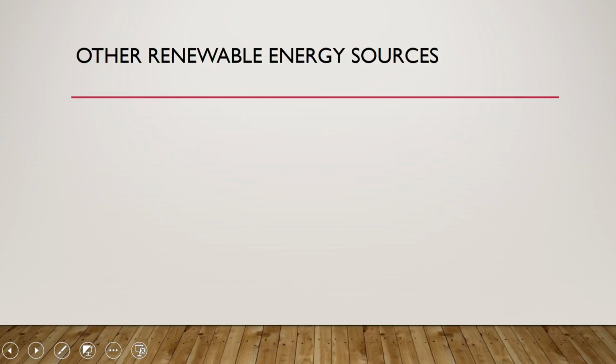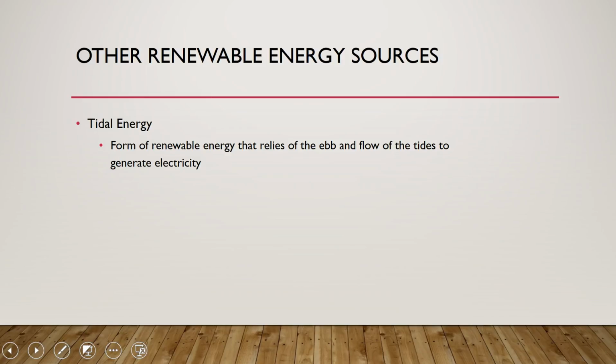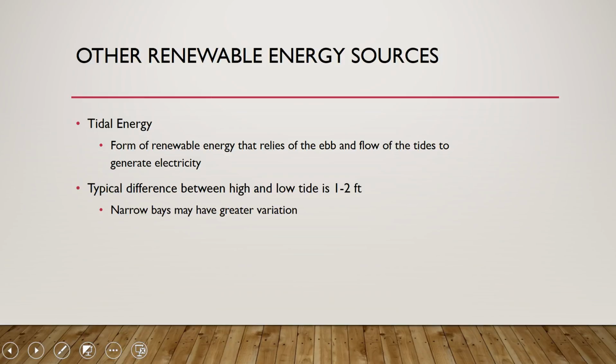All right, so other renewables. We've got potential to use tidal energy. In coastal areas, particularly in narrow inlets, we could use the fact that water is moving throughout the day as a result of the gravitational pull of the moon and sun. That moving water could potentially be used to spin a turbine, and that turbine, of course, could spin a generator. Narrow bays, like I was mentioning earlier, have greater variation in tides, and the water tends to move a little faster.